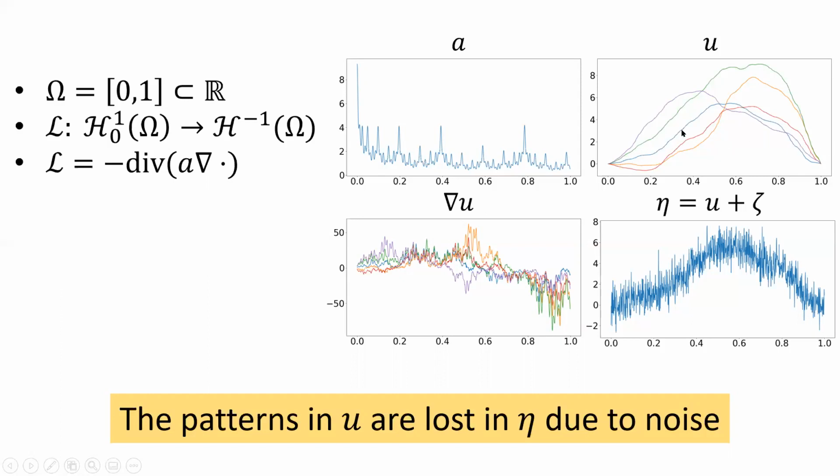Now, these all have characteristic patterns visually. This can be explained due to the fact that LU is in fact an L2 function. The placement of the inflection points in each of these U's can be observed to occur at consistent points in time. Note, however, that when we add noise to the signal, these nice patterns are lost in eta due to the noise.